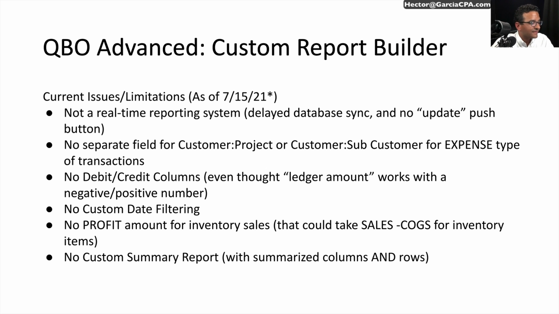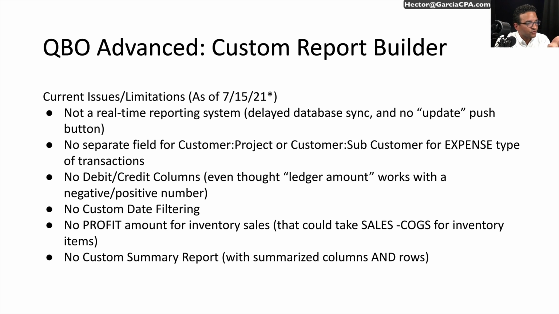There's no profit line. I wish there was a line for gross profit for inventory products, something that would calculate sales and COGS, because this would be really useful for commission calculation. So I could create a custom report for a specific rep that shows me the gross profit of an inventory sale. That would be extremely useful. I hope and I wish that they add a profit field that will do the calculation of sales minus COGS for inventory items. And that is only relevant for inventory items.